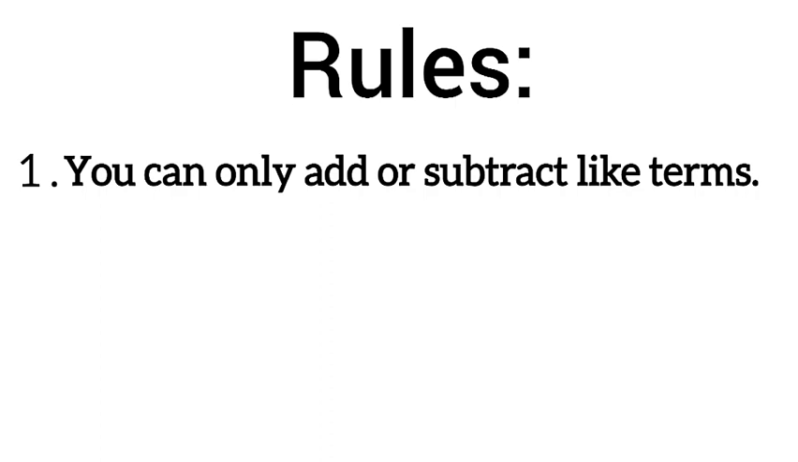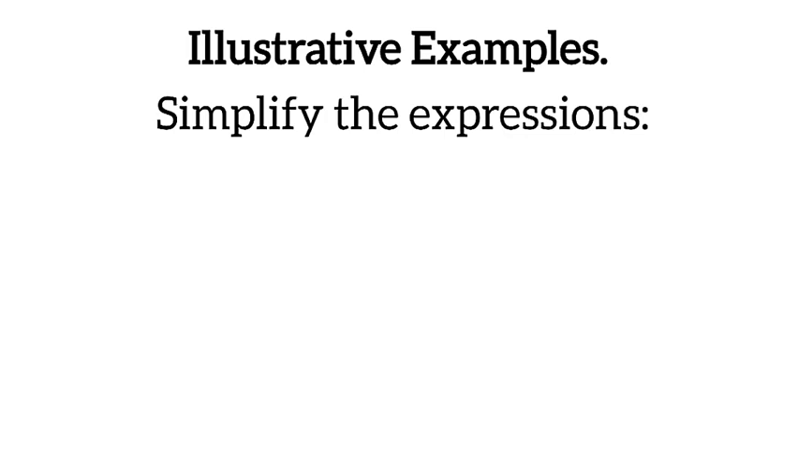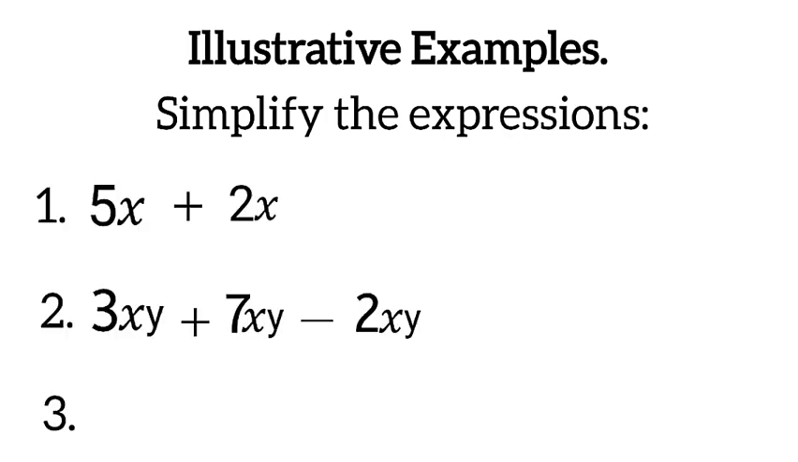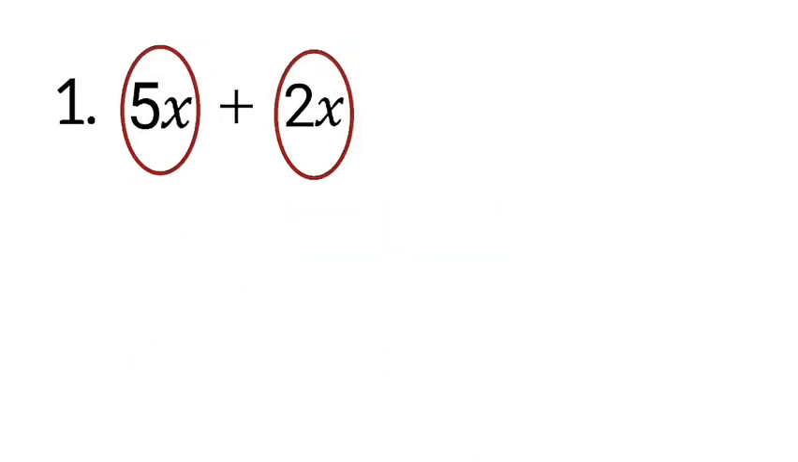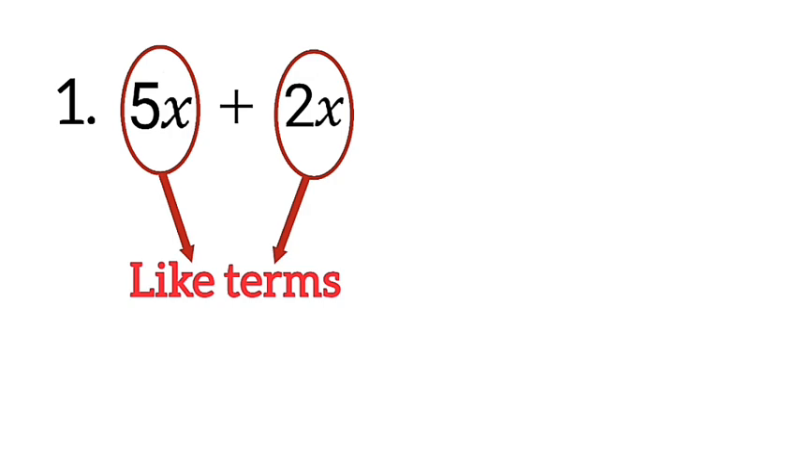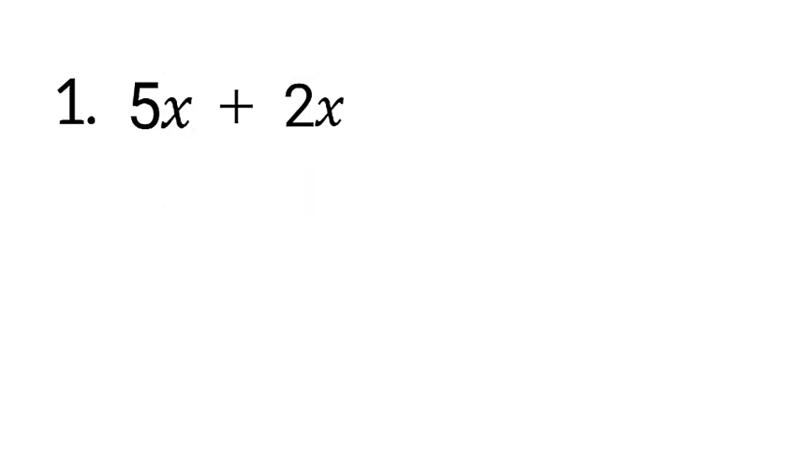Let me illustrate that rule with these examples. Simplify the expressions 1, 2, and 3. Since the variables and their powers are the same, all the terms are like terms, so you can just add their coefficients. From the expression, the coefficient of the first term is 5, and the coefficient of the second term is 2. So 5 plus 2 is 7. Then attach the variable x to the coefficient 7. Finally, the answer becomes 7x.